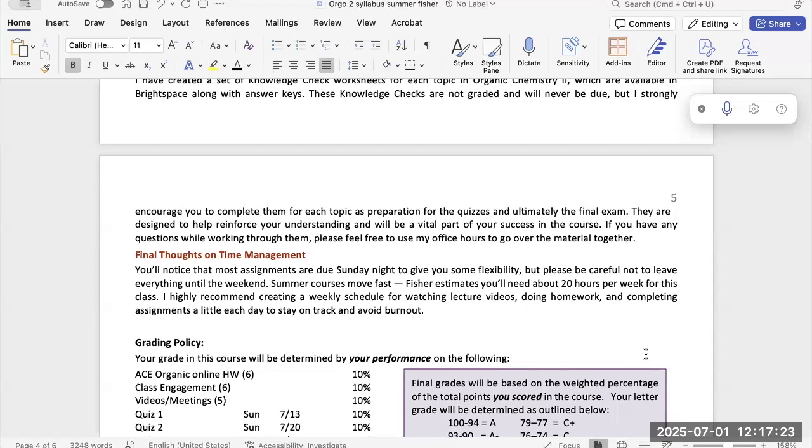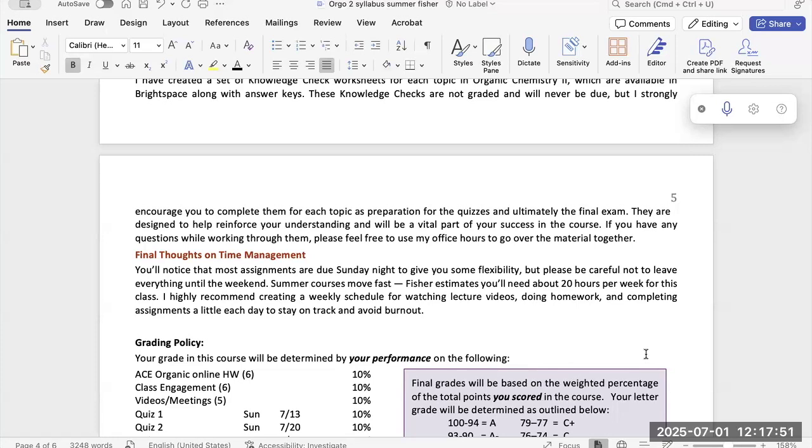And then final thoughts on time management, just like Dr. Kerr probably mentioned, you'll notice that the assignments are all due Sunday night to give you some flexibility throughout the week, but please be careful not to leave everything until the weekend. Summer courses move so fast, and you probably know organic chemistry's reputation as being one of the hardest courses that many people ever take in college.